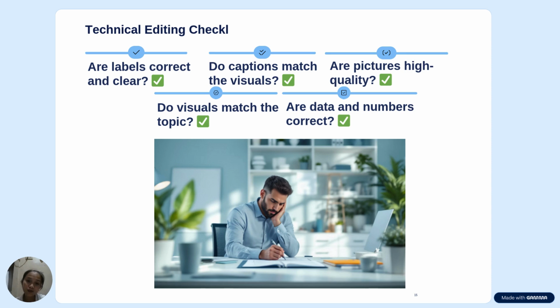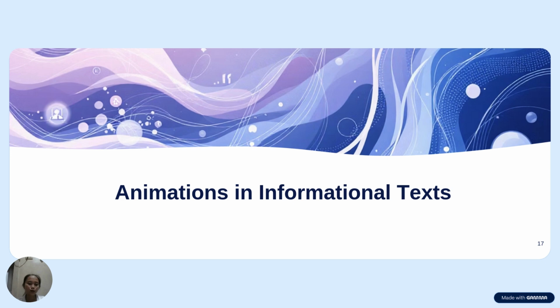mistakes. So if a visual is wrong, confusing, or unclear, the text loses quality. So editors must ensure everything is precise. Okay, so again, technical errors is very important. It is because it will help us avoid confusions to the reader. Okay, so now let's move on to the animations in informational text.